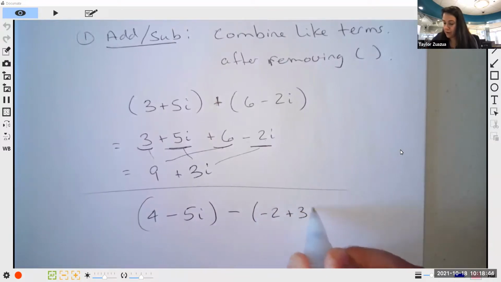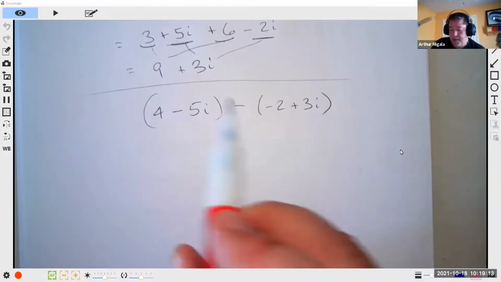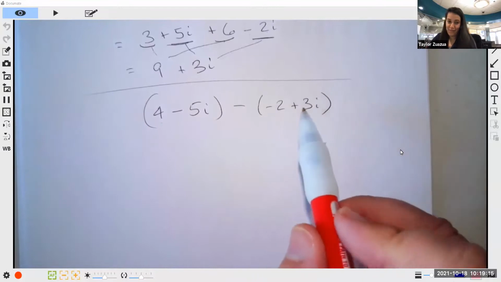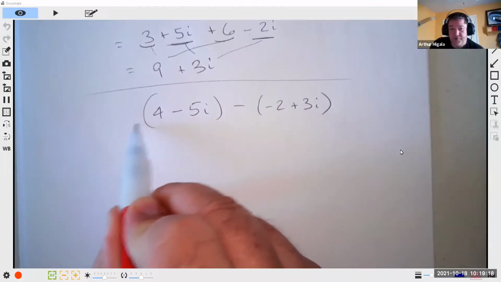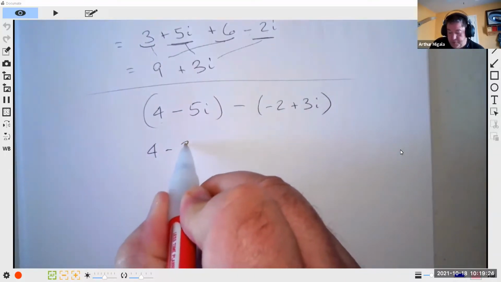Now the next one: 4 minus 5i minus (-2 plus 3i). So 4 minus 2, equals 2? No. Step by step. Order of operations. Can't do anything inside the parentheses. Is there anything in front of this first one? No. So it's just drop the parentheses for the first one.